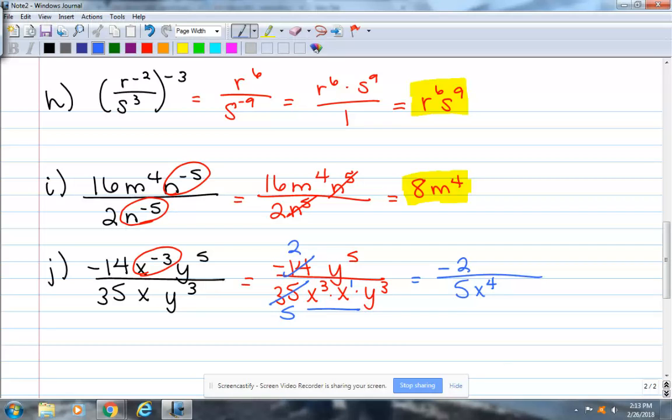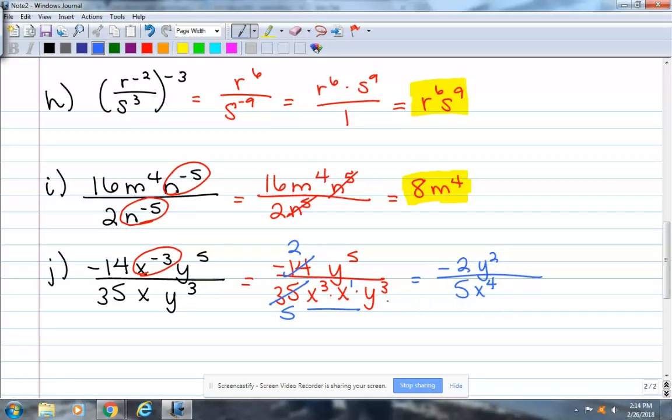And what do you do with the y's? They're divided. One's on top, one's on bottom, so you subtract them. What's 5 minus 3? 2. And my rule for this is wherever the larger exponent was, that's where you need to put the leftovers. So it's kind of like the big kid at the table gets the leftovers. You know what I mean? Wherever it was the biggest exponent, that one gets the leftover. So 5 minus 3 is 2. So y squared goes on top. And then when you're finished, look and make sure your numbers are simplified as a fraction.